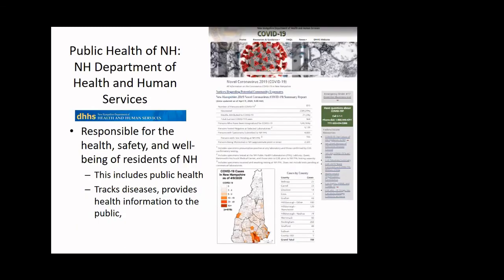In New Hampshire specifically, we have the New Hampshire Department of Health and Human Services. They are responsible for the health, safety, and well-being of the residents of our state. This does include public health. So if you've ever watched the governor's updates on coronavirus, usually the head of the Department of Health and Human Services also speaks at those meetings.